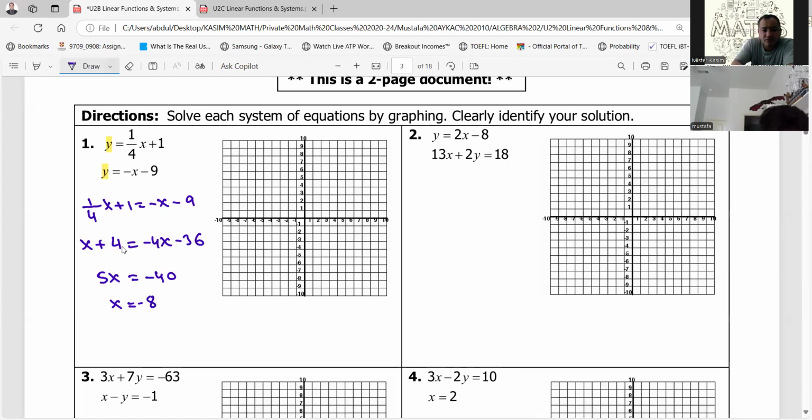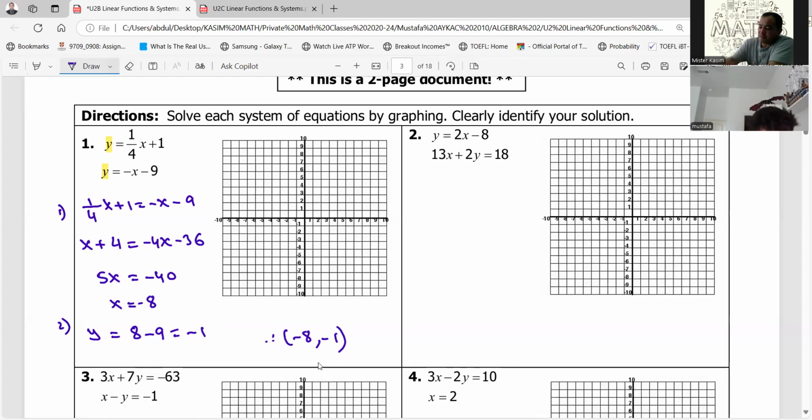That's it. And now you just substitute into the second equation or the first one. It doesn't matter. The second one looks simpler. Y is equal to negative x, which is 8, right? Minus 9. That's equal to negative 1. So x is negative 8, y is negative 1. Right? Go on, do question two, Mustafa. There's nothing new, only the substitution, the plugging in, that step we have added here.